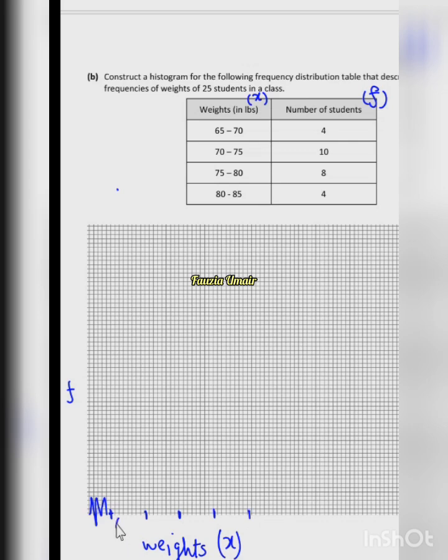This first group is 65 to 70. Second is 70 to 75. Next is 75 to 80. And the last is 80 to 85. So these are the 4 bars. So now on the y-axis, I need to write down the values from 4 till 10. So I can start with 2 probably. This is 2, 4. Try to have the equal interval: 6, 8, and 10. So this is 10.